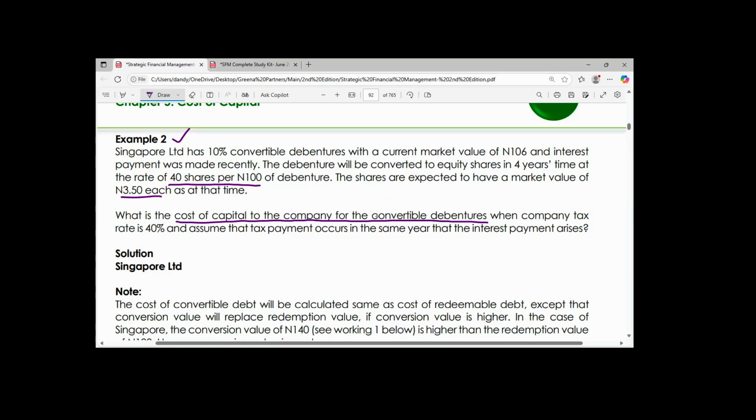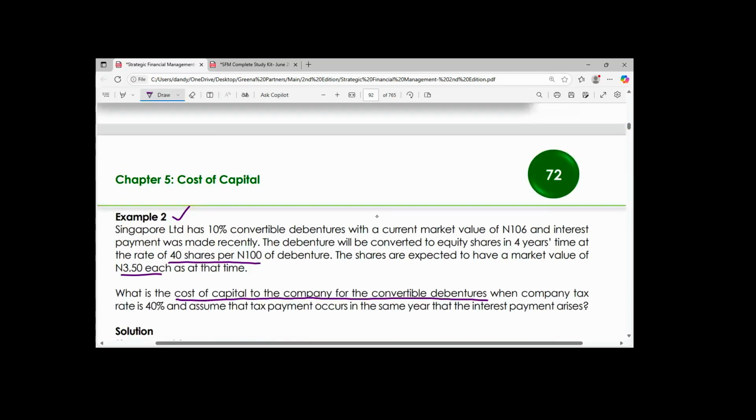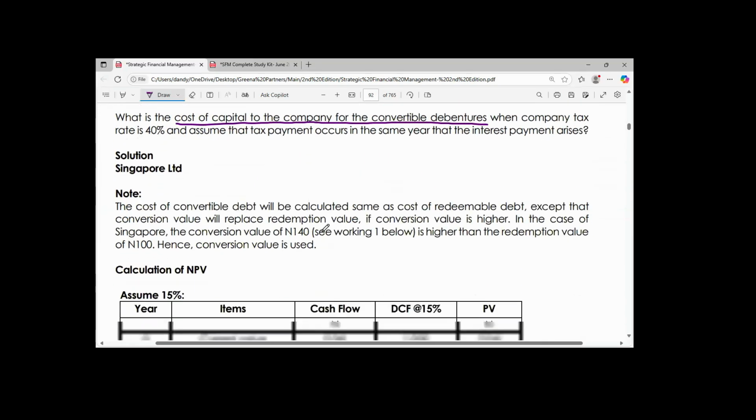How do you compute the cost of the convertible debenture? I told you the cost of convertible debenture should be calculated as the internal rate of return. Just the same way you calculate the cost of redeemable debt or the cost of redeemable preference share is the same way you are going to calculate the cost of convertible security. The only difference is that instead of using redemption value, you are going to use conversion value. So that's what you need to do. Quickly, let's go through it together.